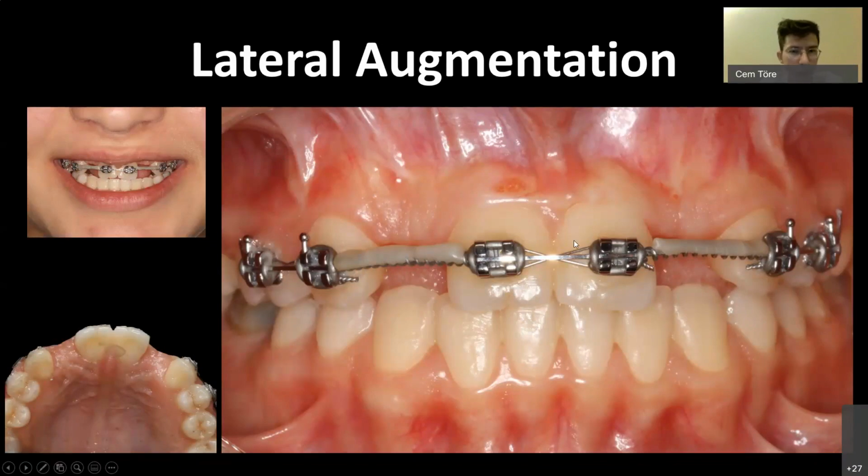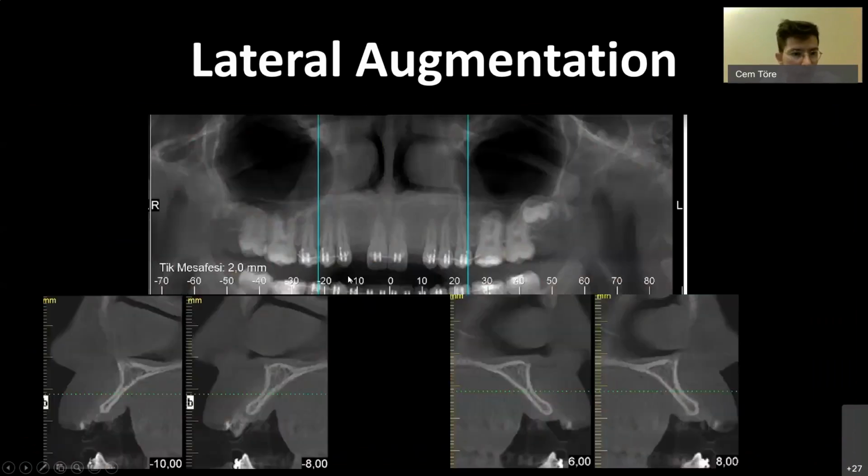to take a tomography. And lo and behold, we see the bone height is optimal, but there is no bone thickness to speak of. It's a very sharp edge of bone. It's impossible to place implants, but the bone height is good. So we decide to go for a lateral augmentation in both areas.